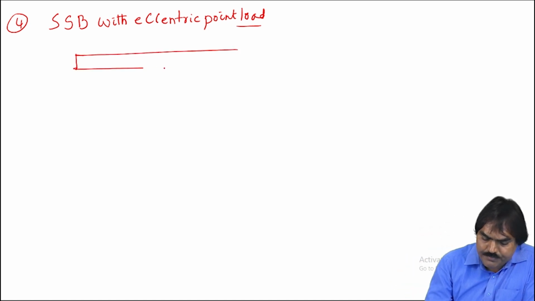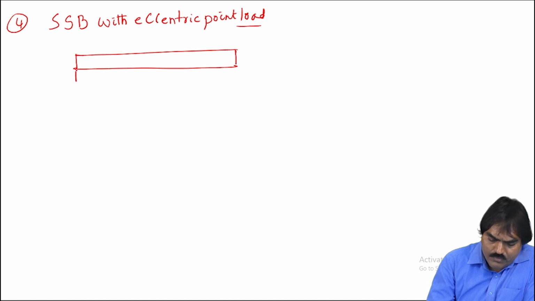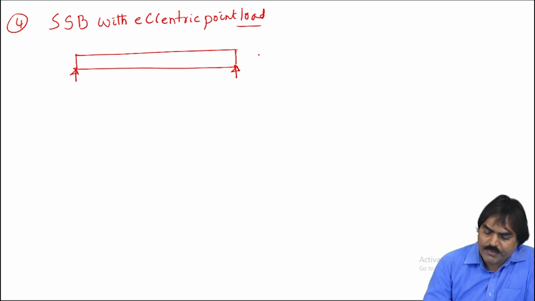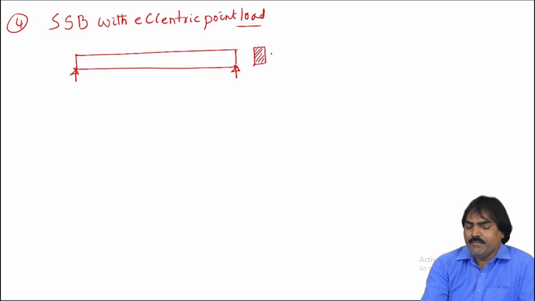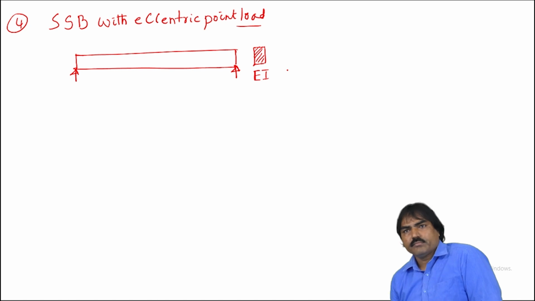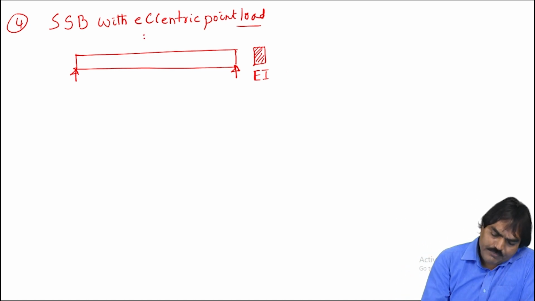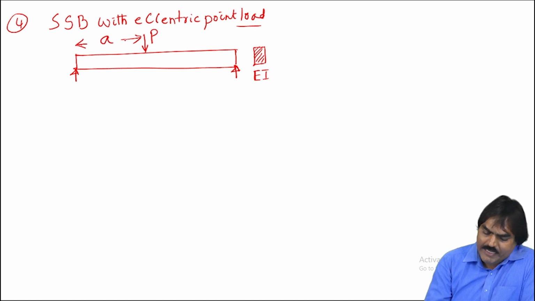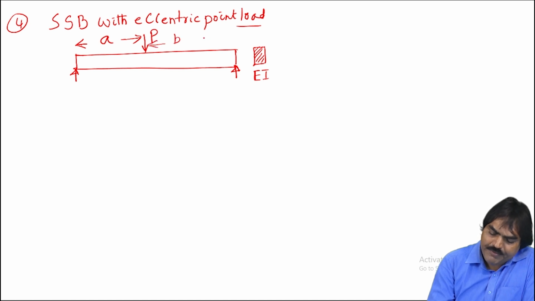There is a simply supported beam, supported here, supported here. Now this beam will have some cross section, maybe a rectangular cross section. For that you can find the I value. Material will be given so that we can find E and I. Now this is subjected to a point load P, say at a distance equal to A from the left hand side, B from the right hand side.